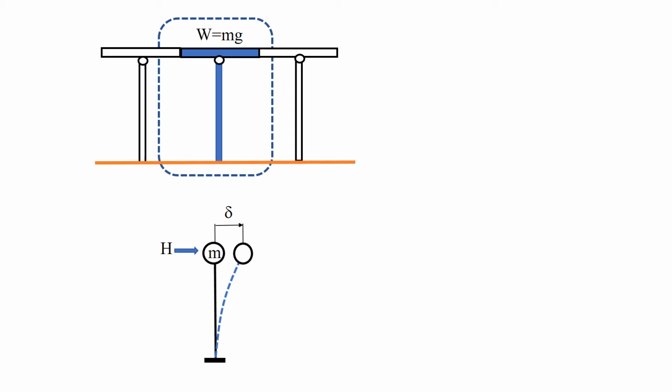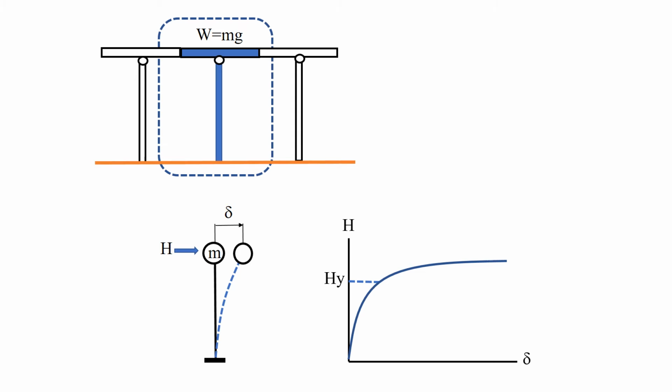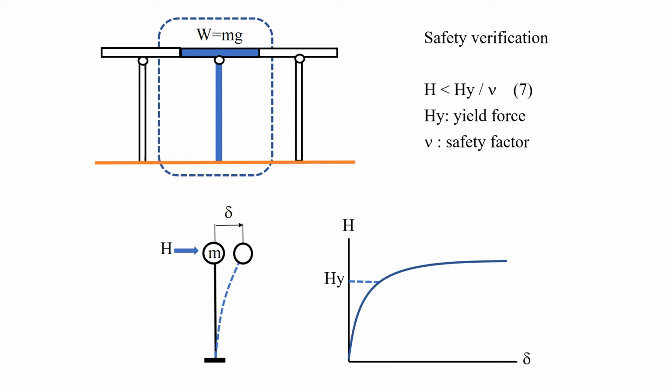When a SDOF model is subjected to a lateral force H, it displaces with delta. In general, delta increases proportionally with H in the initial stage, but it increases exponentially after H reaches the yield point. A structure is verified its safety by equation 7. The seismic lateral force H should be less than the yield force over the safety factor.